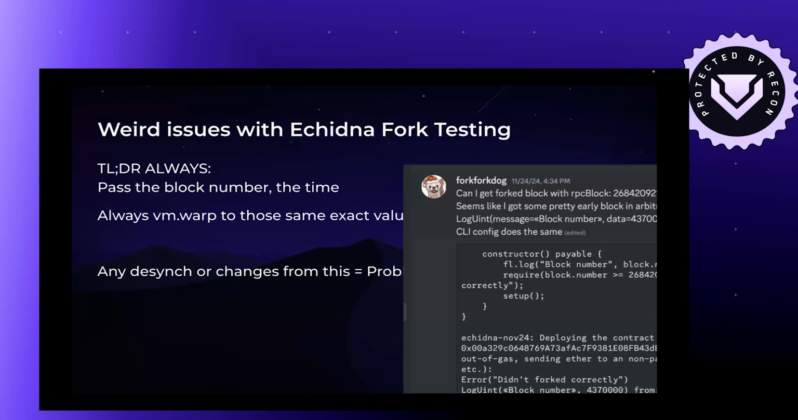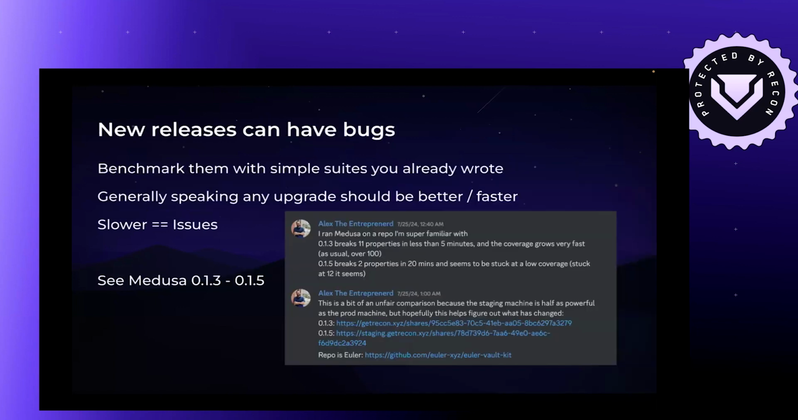However, our team internally has agreed that anytime you do fork testing with Echidna, you have to pass the block number and then make sure that the vm.roll and vm.warp are the same value at all times, because anytime one of the values is different, you enter undefined behavior. So that's how we currently solved it, although I have no idea what the root cause is.